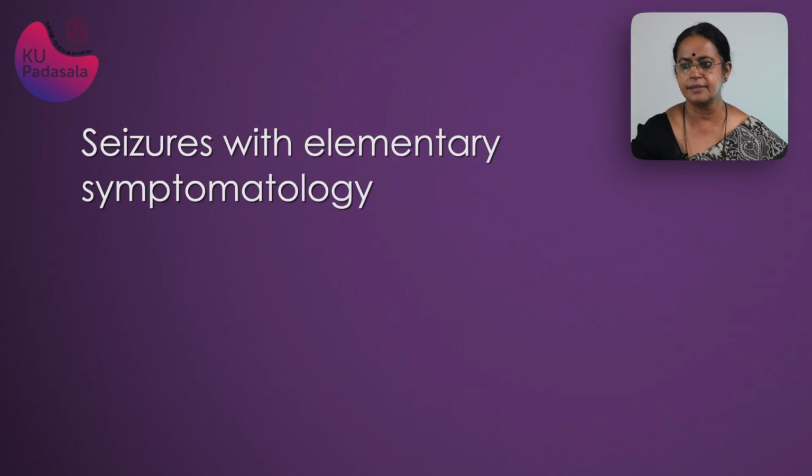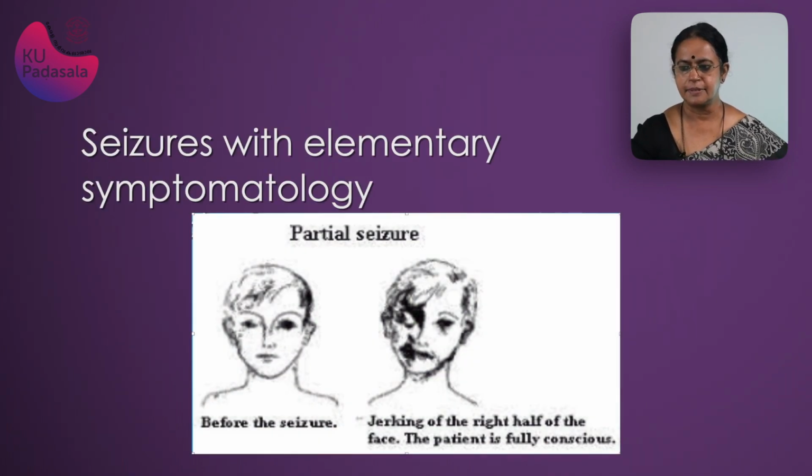Now you can see this figure. So this is a picture of partial seizure with elementary symptomatology. So towards the left you can see the picture of a person before the seizure, and towards the right you can see the jerking of the right half of the face and the patient is fully conscious.